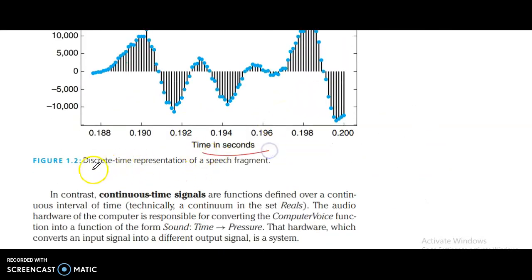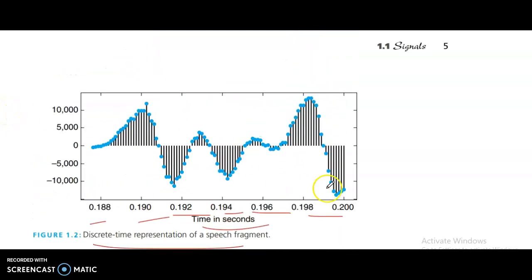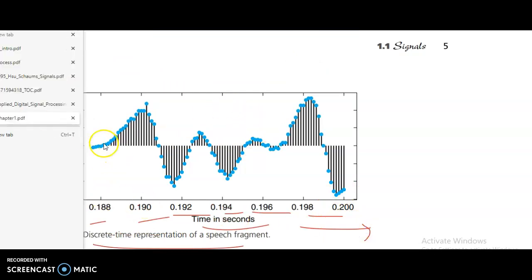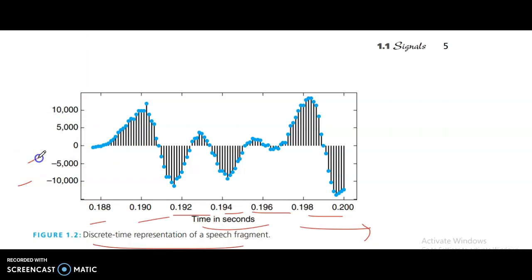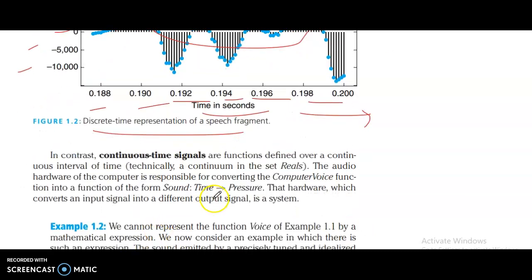Time in seconds, discrete time representation of a speech fragment: 0.188, 0.190, 0.192, 0.194, 0.196, 0.198 to 0.2. Here is time in seconds. Here on the y-axis minus 10,000, minus 5,000, 0, plus 5,000, 10,000. So, the discrete time representation of a speech fragment.